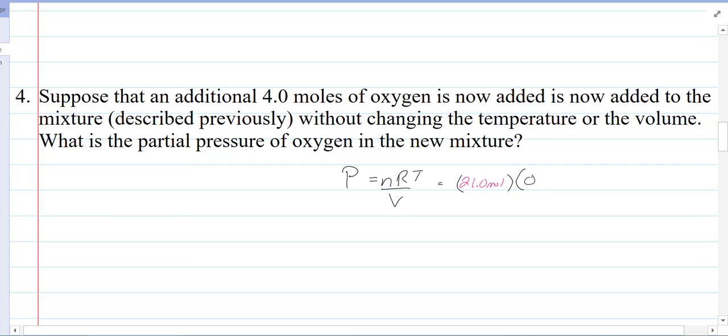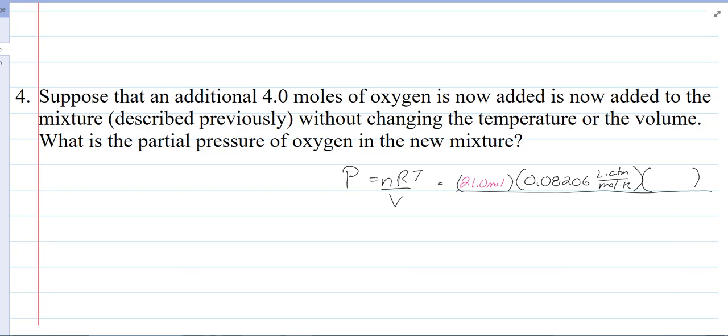R is still 0.08206 liters atmospheres per mole Kelvin. T is still 244 Kelvin. And the volume is still 8 liters. So the new pressure now is 52.6 atmospheres.